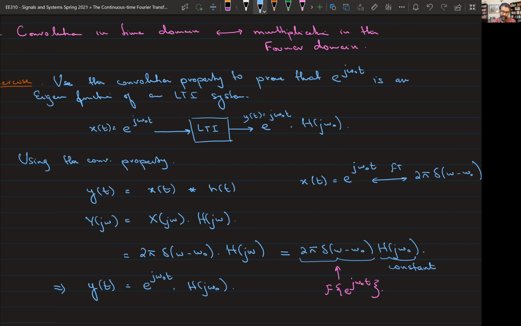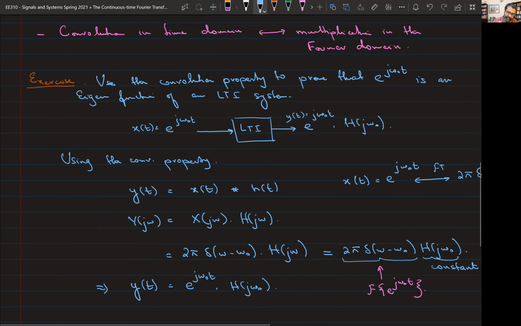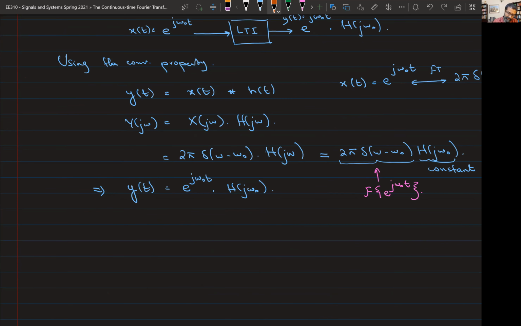All right. Now let's do another example, or rather application, in frequency selective filtering.